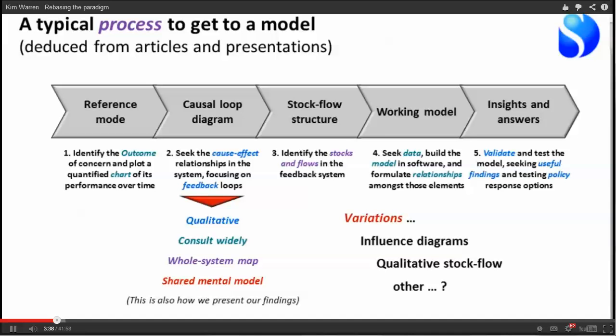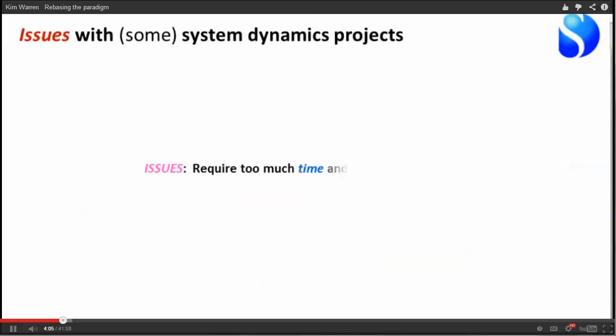There are variations on this. There is the influence diagram variation, which puts a touch more discipline on the causal loop mapping, and qualitative stock flow diagrams are sometimes used rather than purely the causal loop approaches. There may be others, and there are certainly other approaches amongst our professional practitioners, but this appears to be somewhat typical of the way in which models get built.